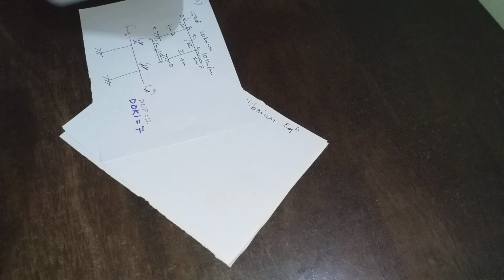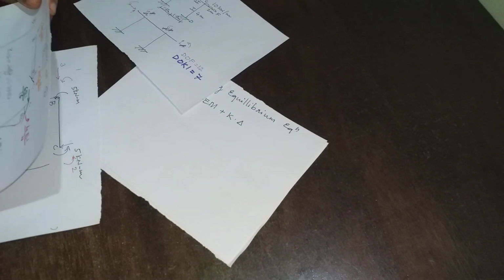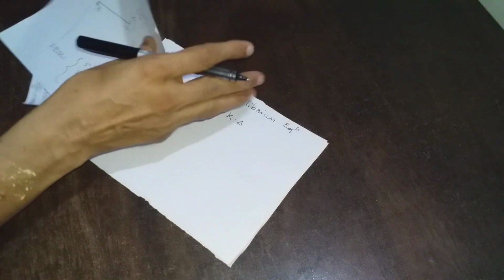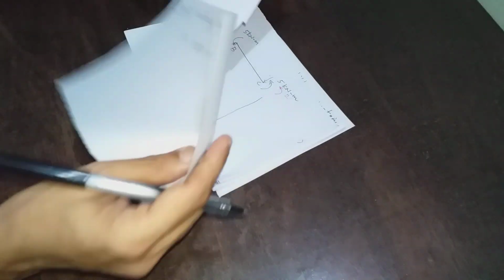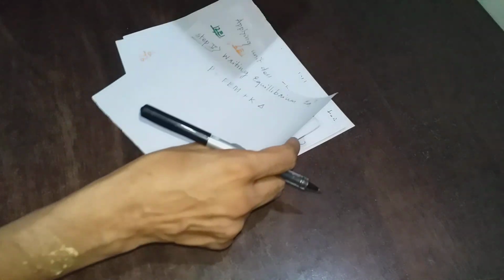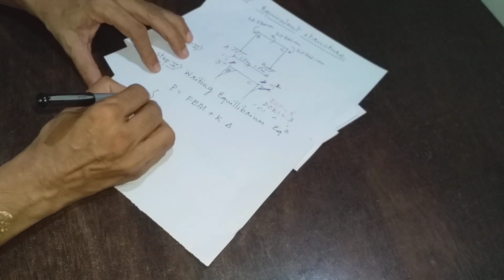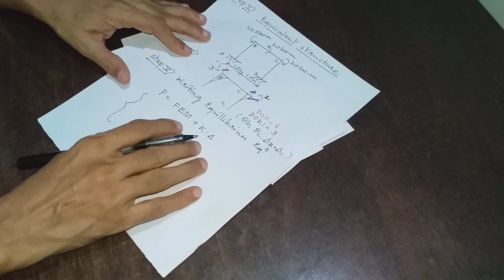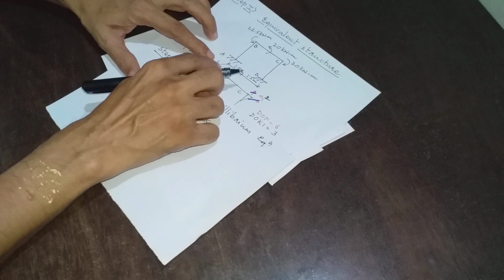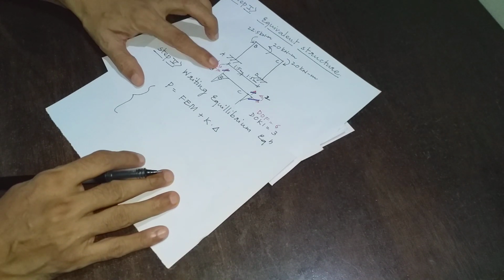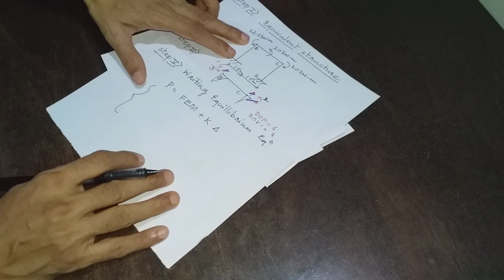Now this is very much interesting. Pay attention to this. P is equal to Fem plus K delta. Now look at coordinate 1. So what is my P matrix in this case? What is the external force? Is there any external force acting at coordinate 1? Yes, there is external force 22.5.